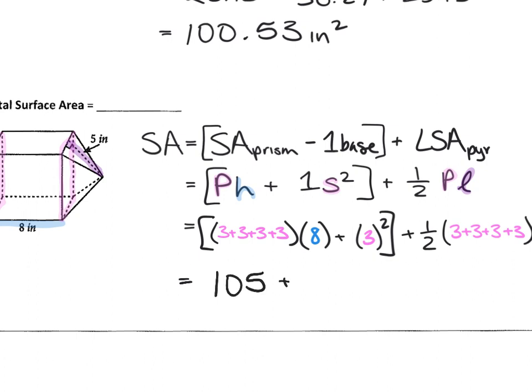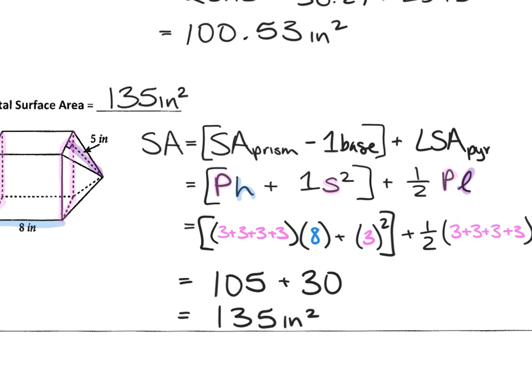105. And for the next part, which is half of 12 times 5, 12 times 5 is 60. Half of that is 30. So our grand total surface area for the shape is 135 blank. What do I put after it? Inches squared. Very good. 135 inches squared.